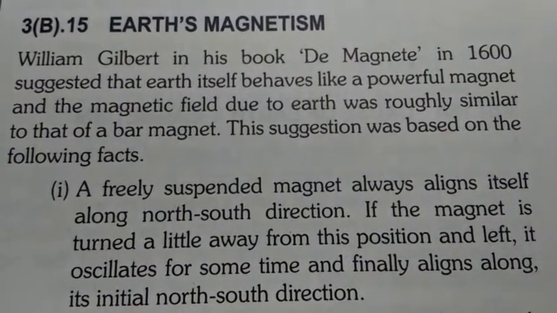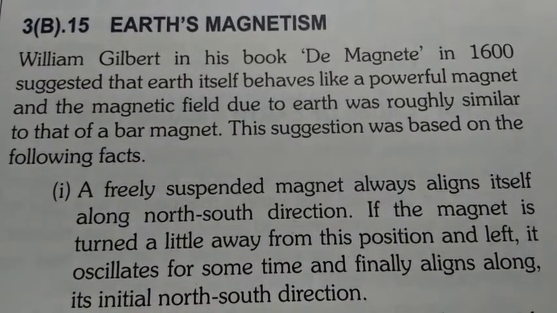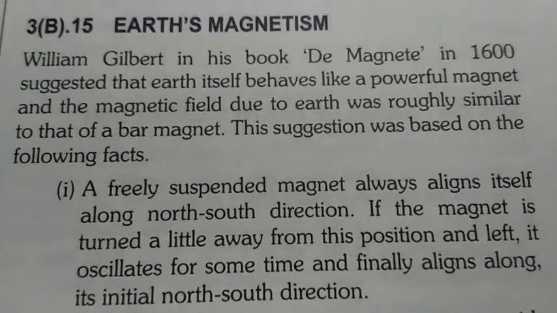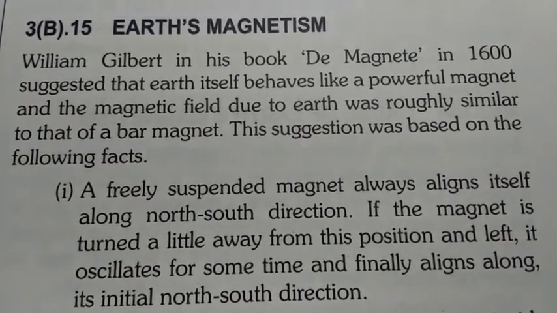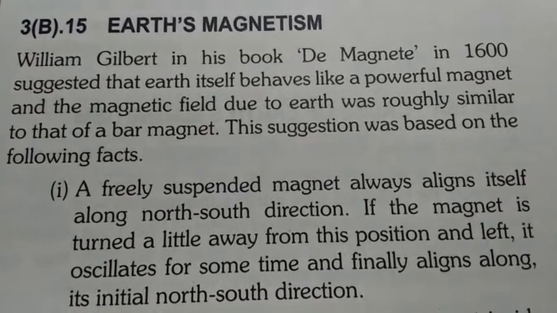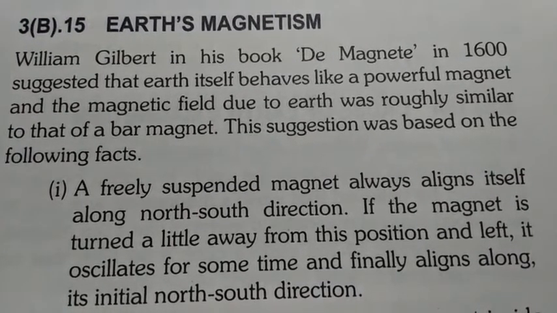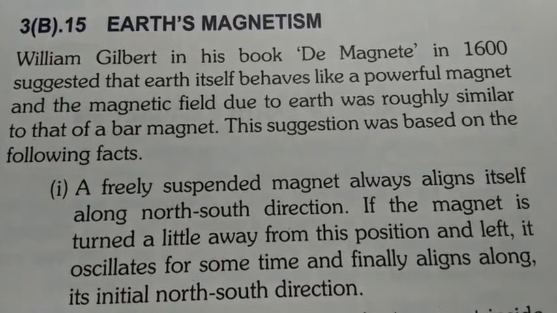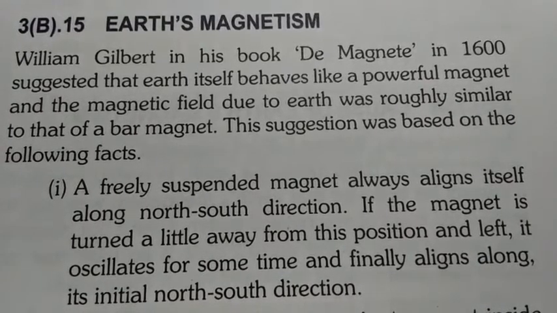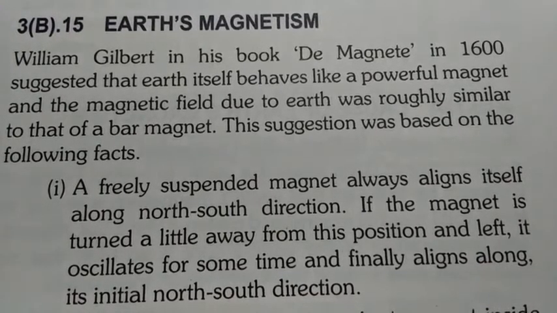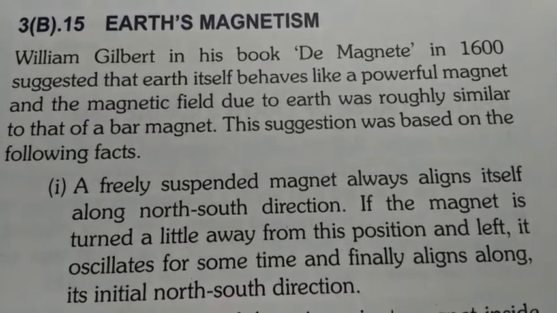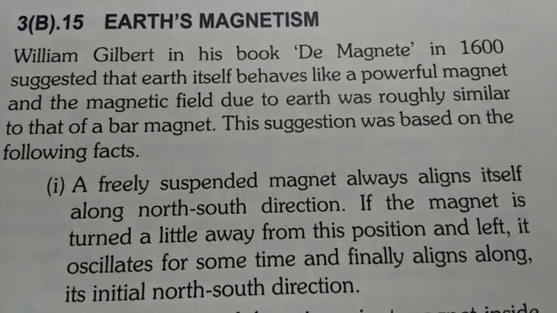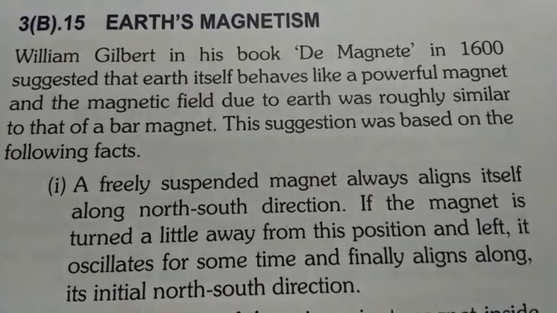As we all know, the biggest magnet present here is Earth. Earth has two poles, North Pole and South Pole. And as we have discussed in the previous lecture, the geographical North Pole is actually the magnetic South Pole. That's why it attracts the north pole of a magnet, because opposites attract. And the geographical South Pole is actually the magnetic North Pole. So geographical poles and magnetic poles are just opposite to each other.